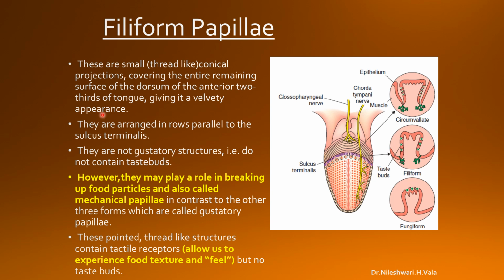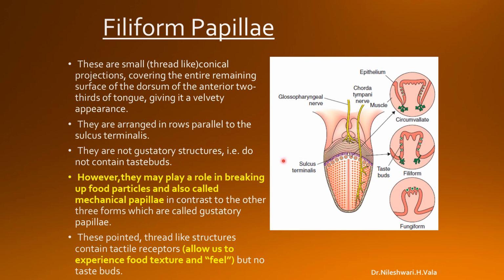So first of all, filiform papillae. They are not gustatory structures and do not contain taste buds. These are small thread-like conical projections covering the entire remaining surface of the dorsum of the anterior two-thirds of the tongue, giving it a velvety appearance. And they are arranged in rows parallel to the sulcus terminalis.